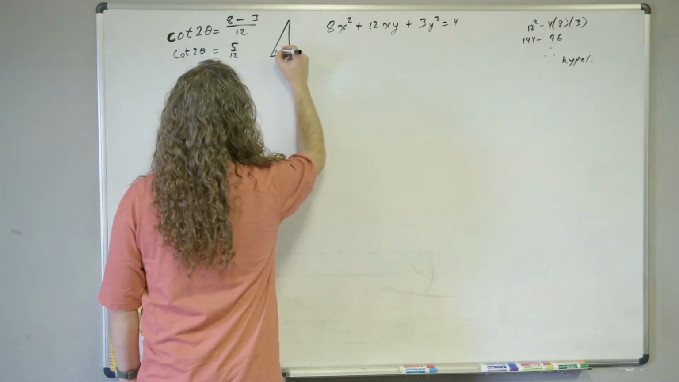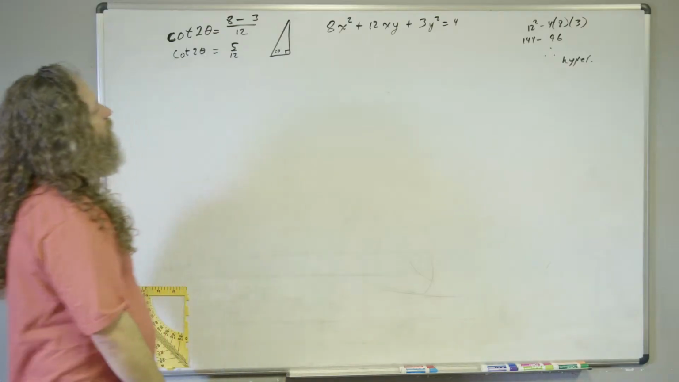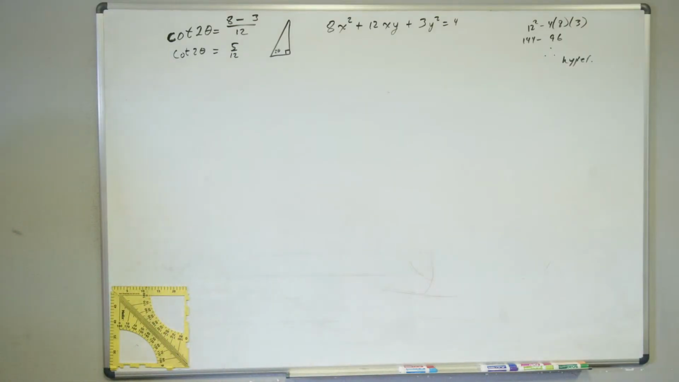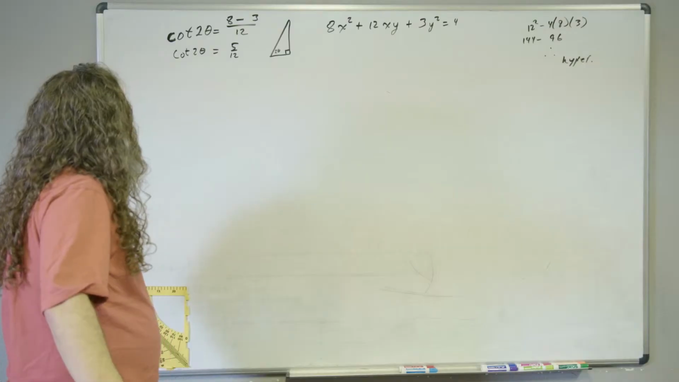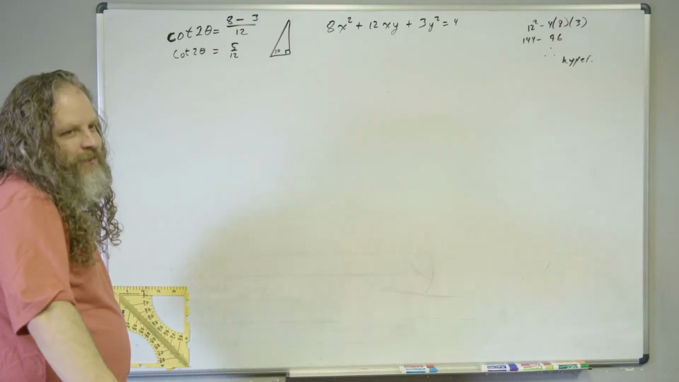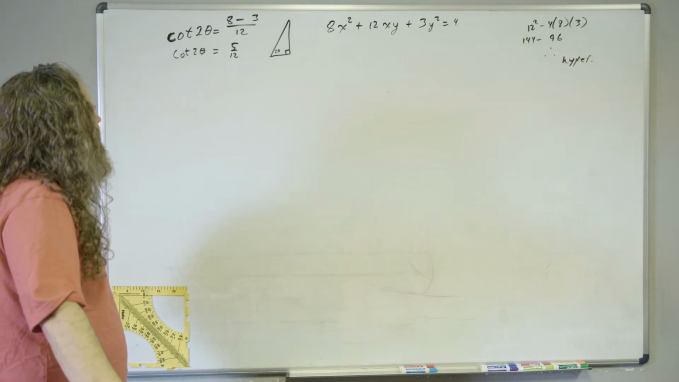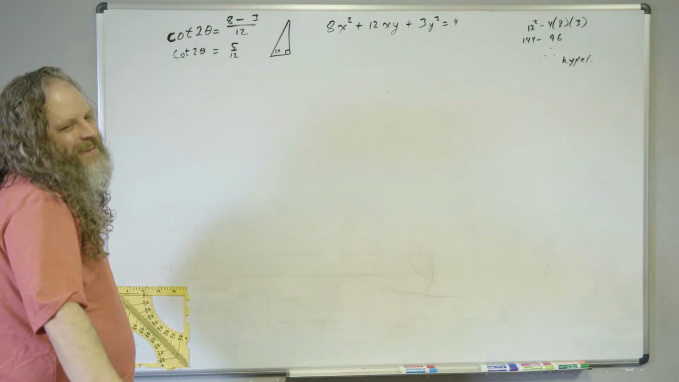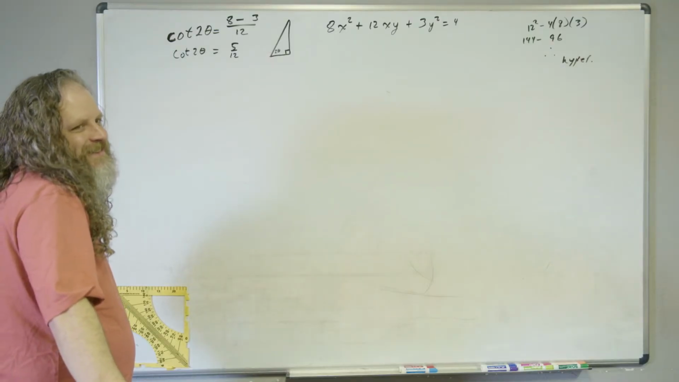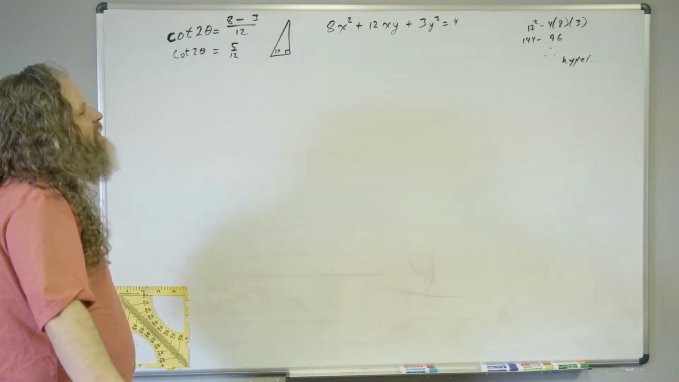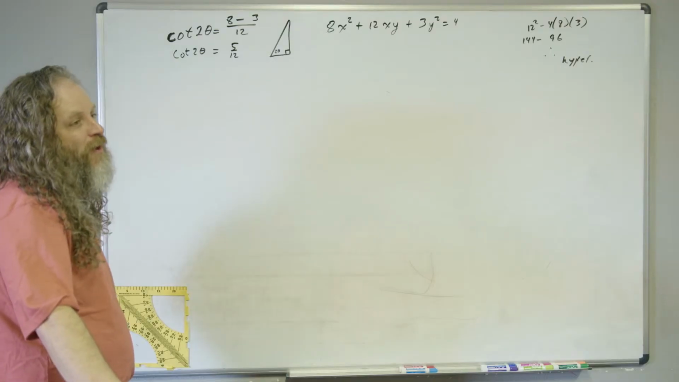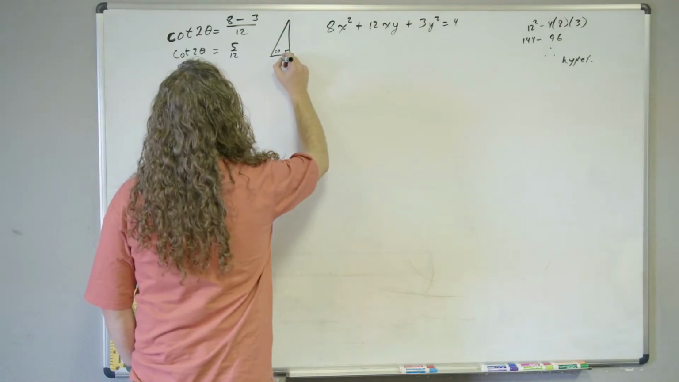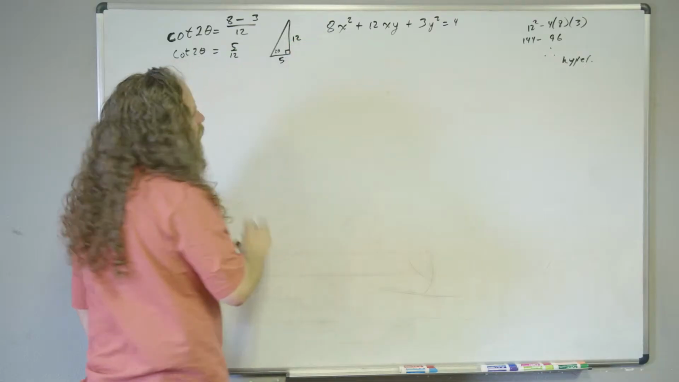So, if this is 2 theta, how am I going to fill in my triangle? That's 2 theta. Then cotangent is adjacent over opposite, so it's 5 on the bottom, 5 right here and 12 right there. Tangent is opposite over adjacent. Cotangent is adjacent over opposite. What do we need to do next?